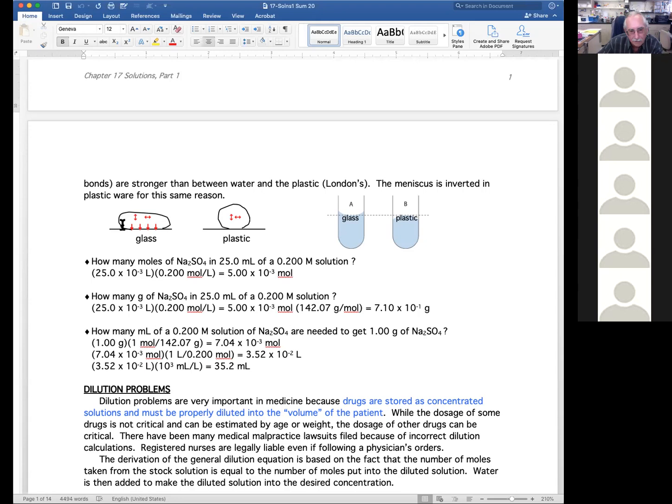If you look at over here, there's lots of attractions going to the glass, but there's still attractions within the water molecule. They're still attracted to each other by hydrogen bonds. If you look at the plastic, there's not much attraction to the plastic. It's only London's attractions compared to hydrogen bonding in the drop here. So it beads up like that. So the inverted meniscus in plastic is not because of repulsive forces, it's because of attractive forces.